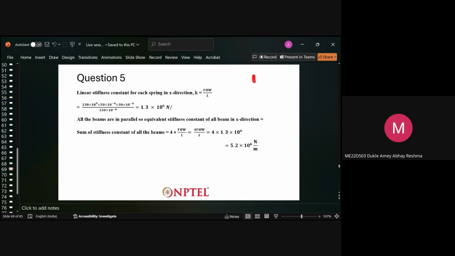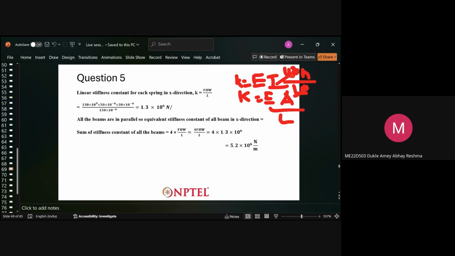So K is equal to E into A by L. If you actually do the dimensionality, if you take out the dimension, you will get the same. So here, like in the previous question, there we had W cube upon H into L cube.